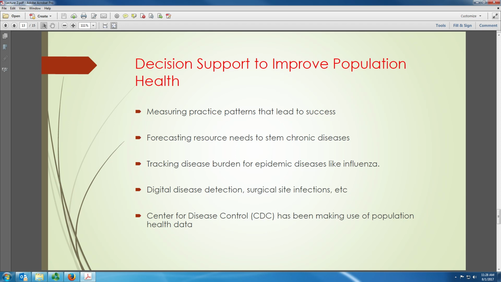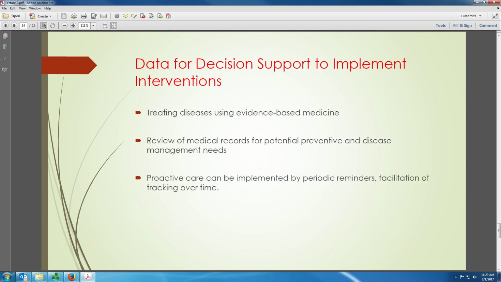So decision support to improve population health is important, and that's where data architecture and modeling comes into the picture. As I said, outbreak of epidemic diseases like influenza, digital disease detection for surgical sites, robotic surgery, all that data has to be structured in a particular way, and that's where the things that you learn in this course come in handy.